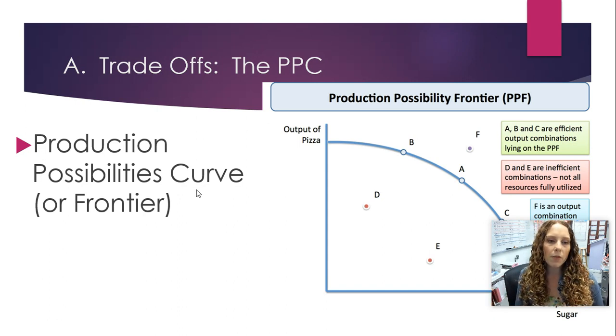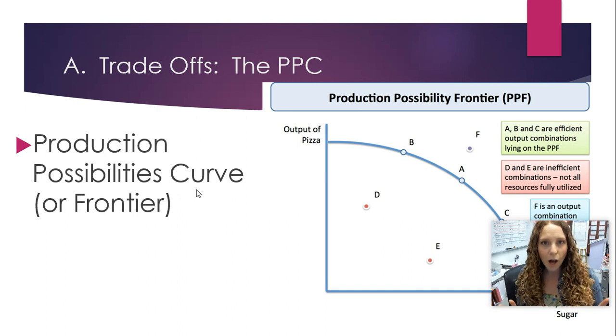But let's talk about what the PPC does. The PPC is a model, and in econ we use models. That's what we use: models, examples, little microcosms to explain bigger concepts. It is a model that displays the maximum quantity of two goods that a country, a firm, whatever you want to call it, could produce.